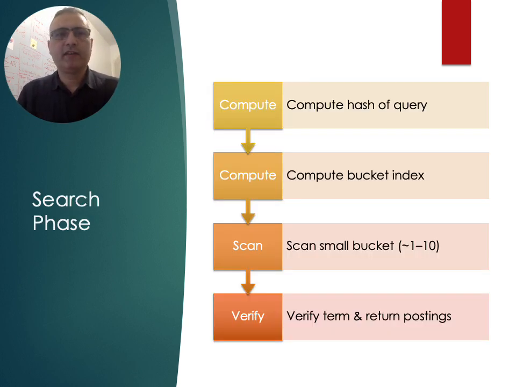Search phase slide. Querying works in 4 simple operations. First, it computes the hash of the incoming term. Second, it computes its predicted bucket index using the normalization equation. Third, it scans the bucket, which typically contains between 1 and 10 values. Fourth, it verifies the term and retrieves the posting if found. Because buckets stay small and stable, lookup time becomes almost constant.